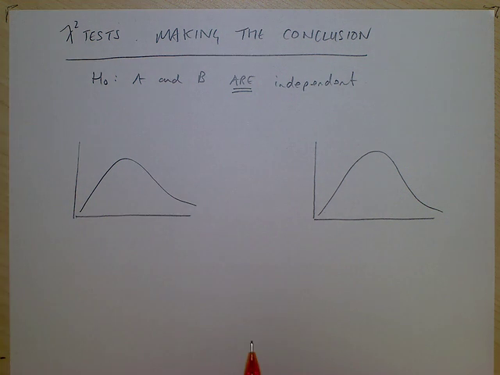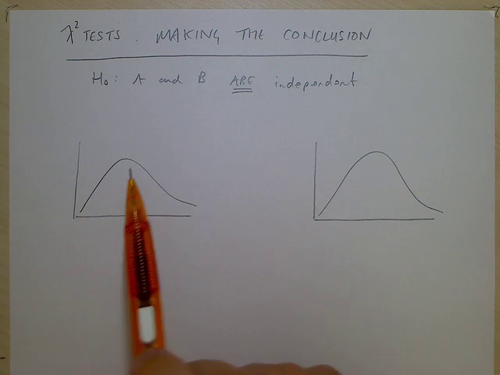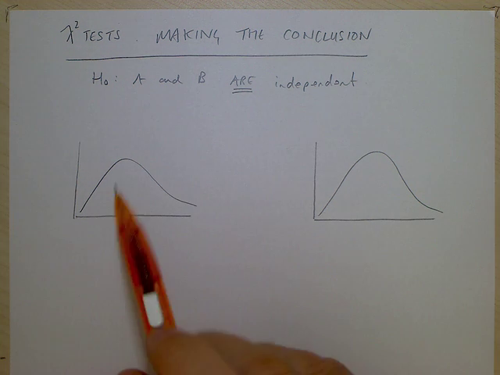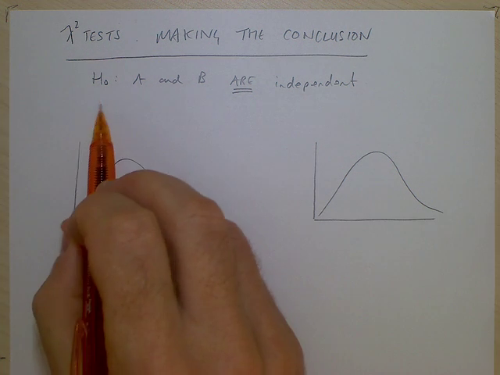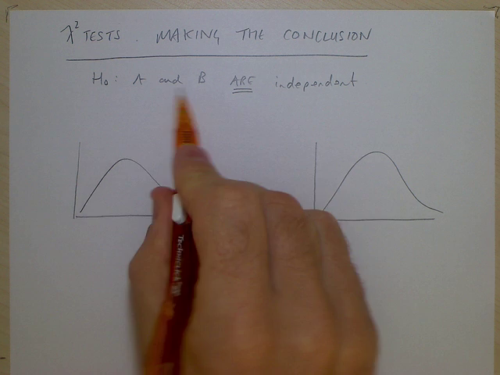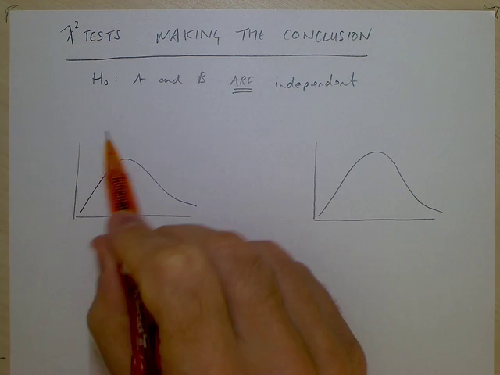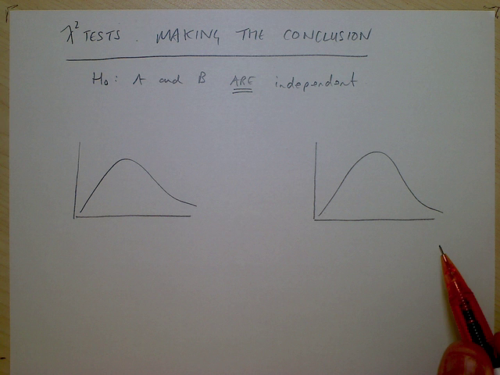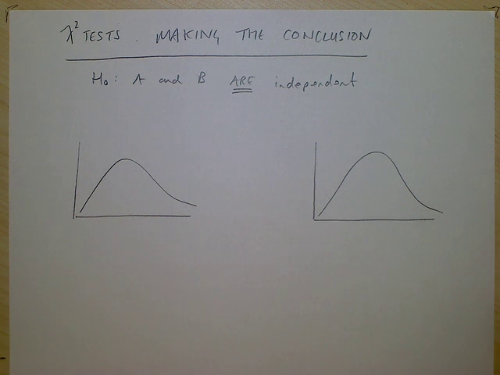Okay, I'm going to just summarize the criteria that we look at when we make the conclusion from a chi-squared test. And just a reminder that, of course, we're testing the null hypothesis, H0, that A and B, the two things that we're looking at, are independent. So the null hypothesis is that they are independent. And I'm going to decide whether or not to reject that or accept that.